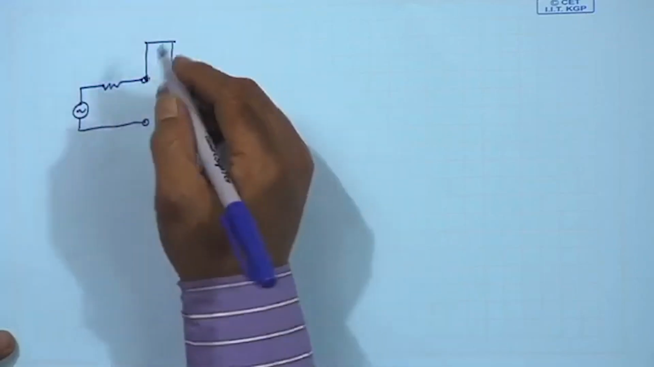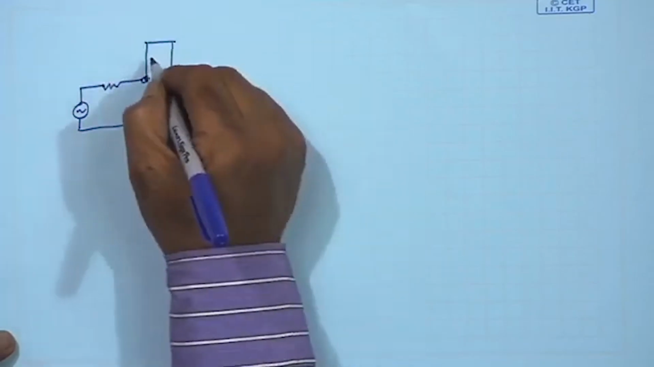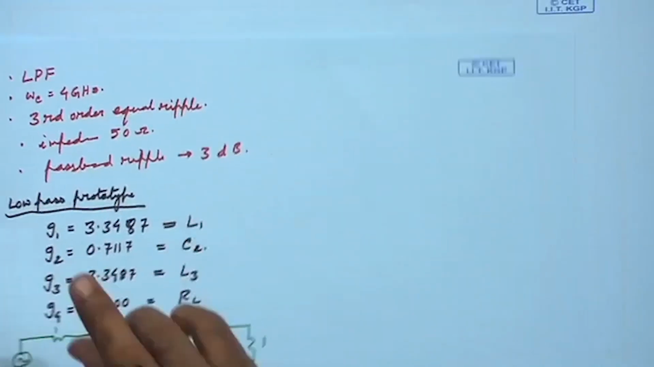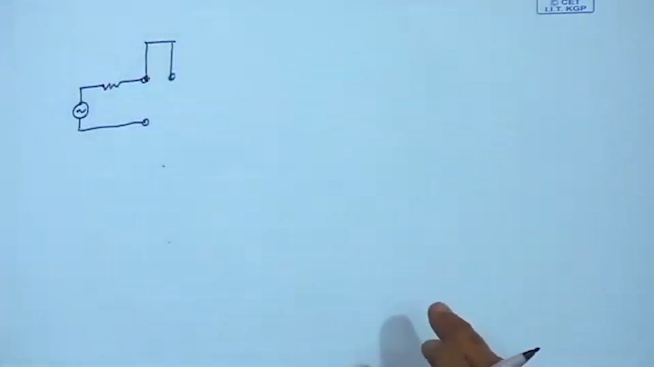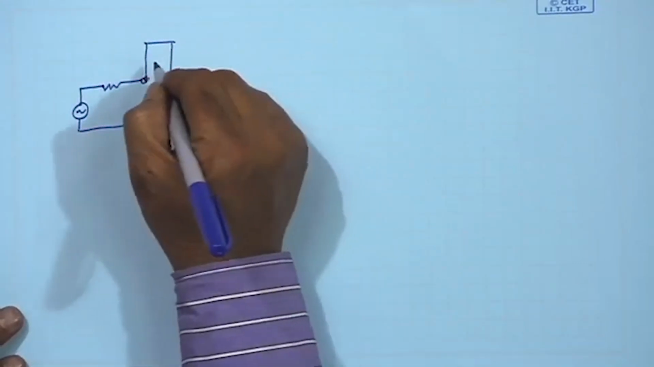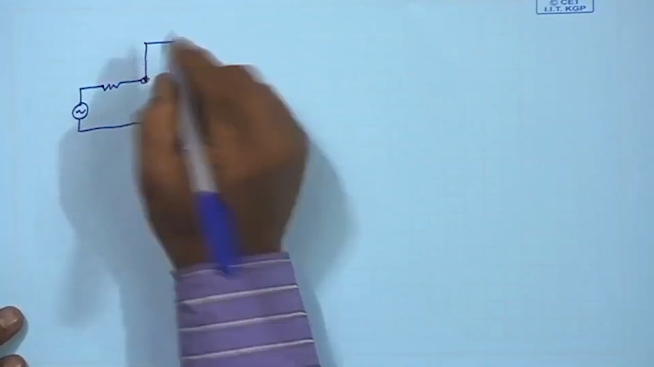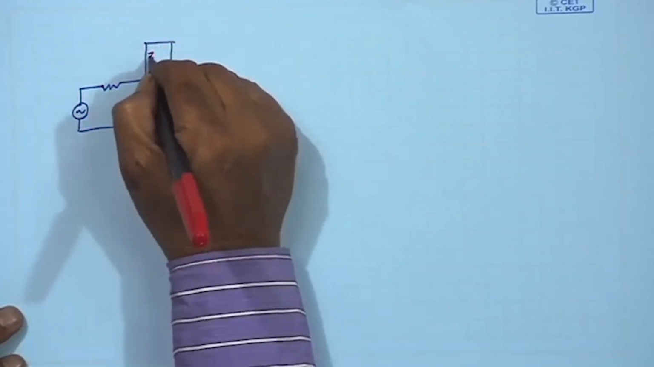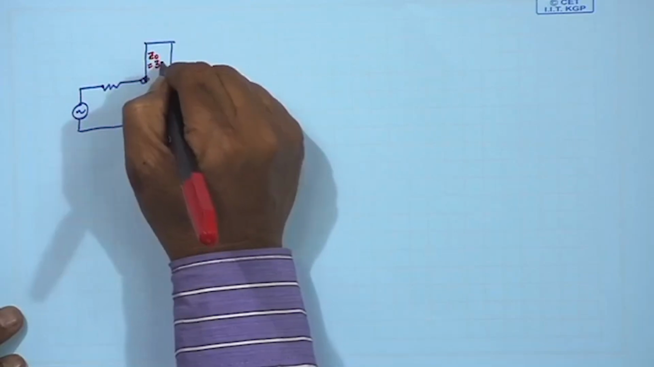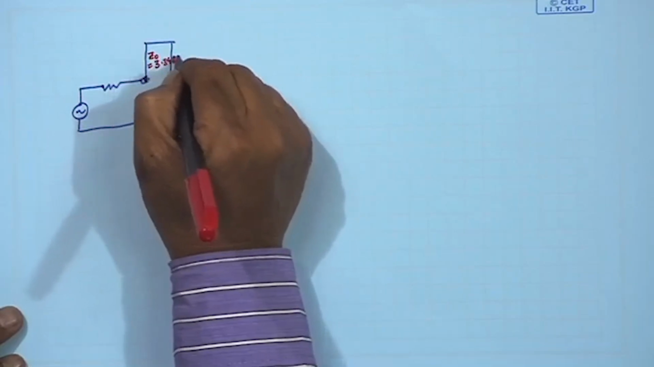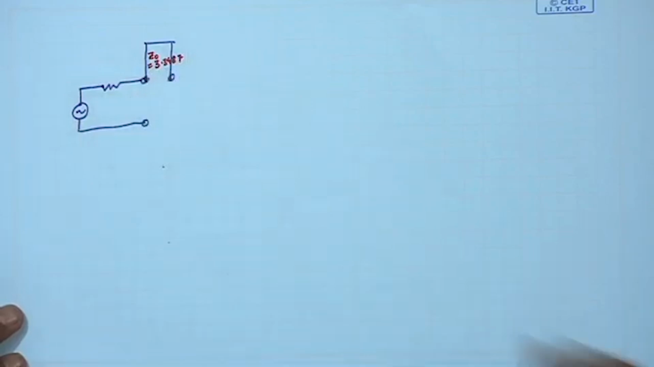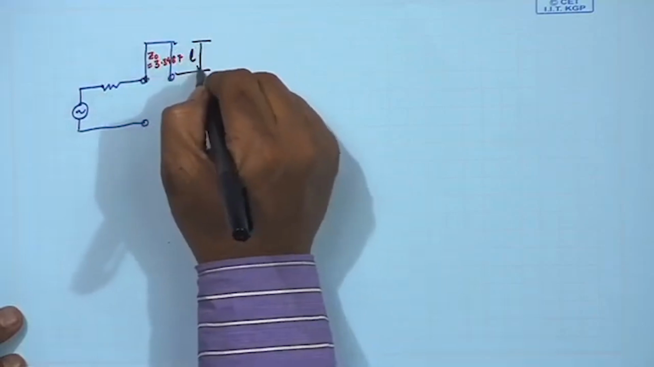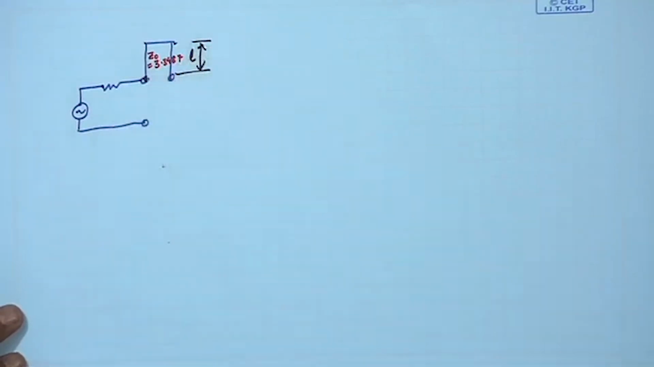So, what will be the value? You see, that time we said that this L will be the characteristic impedance, and the length of the stub will be unit length lambda by 8. So, let me write like this: this is Z naught equal to 3.3487, and this length is L.